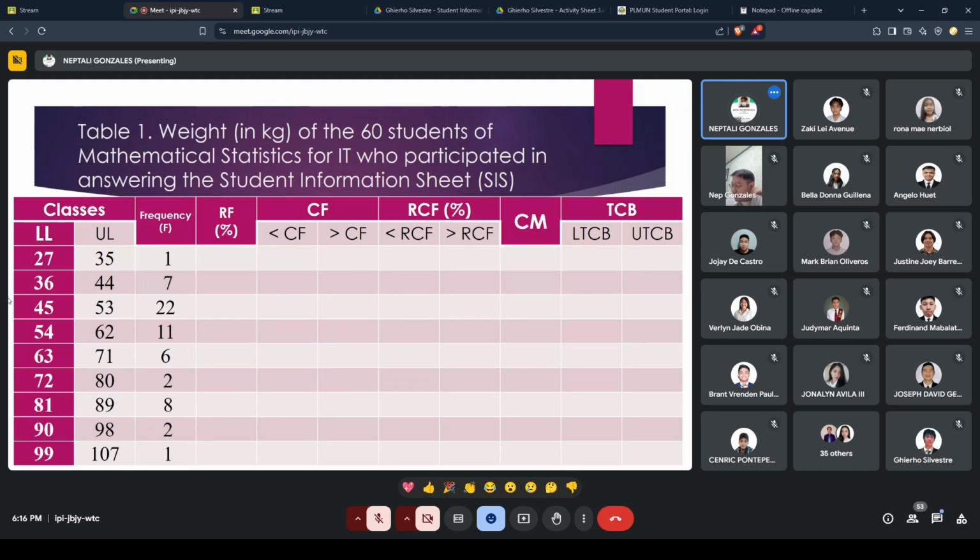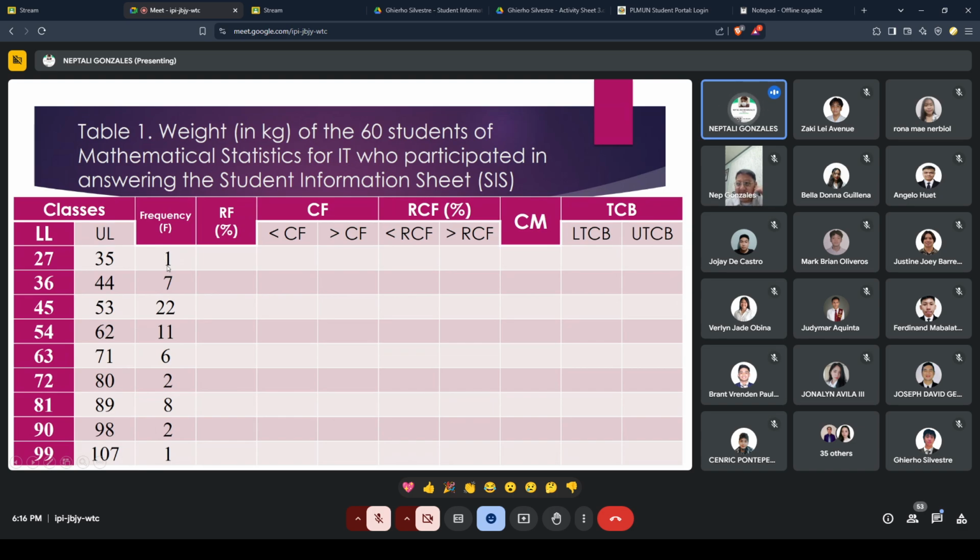So to know if the number of frequencies are correct, all you have to do is add 1, 7, 22, 11, 6, 2, 8, 2, 1. It should total to the number of observations. So 8, 30, 41, 47, 49, 57, 59, 60. So we are correct. The total frequency is 60, the number of observations.